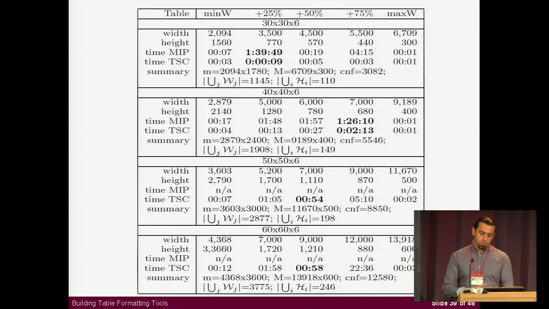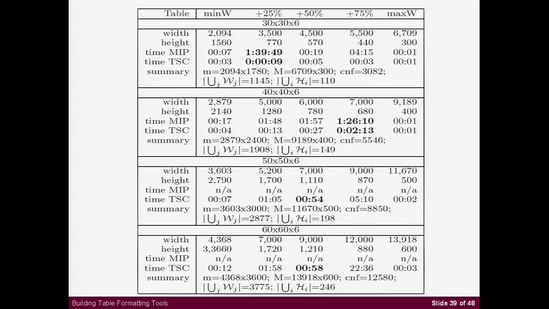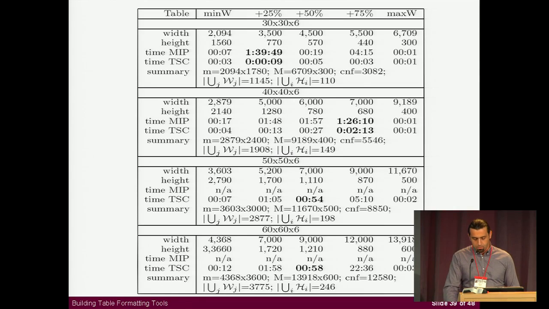Here we have some other experimental results for even larger tables. With this model, we are now able to report on tables that have up to 3,600 cells. I'm going to show a couple of examples in the next slides. For example, for a 40 by 40 table, we had a case where the running time for the previous model was an hour and 26 minutes to solve. Now that has come down to about 2 minutes.